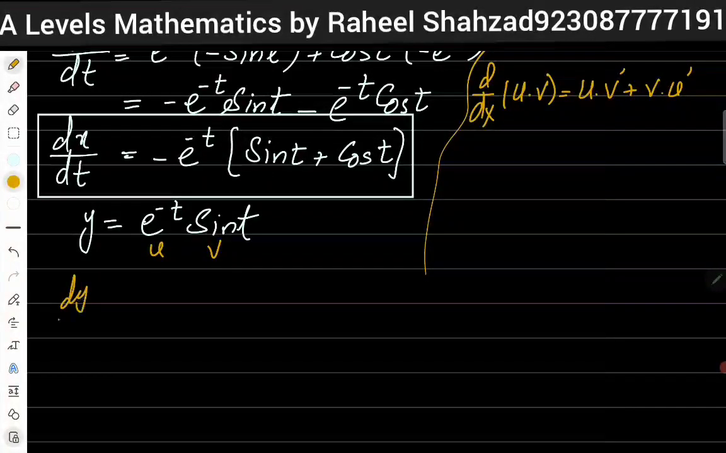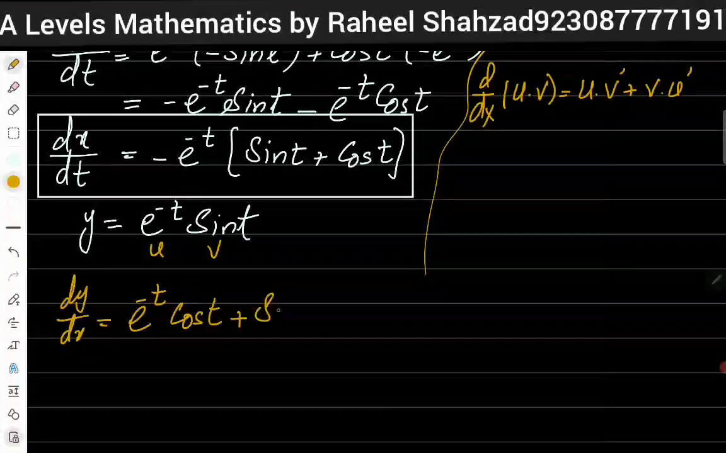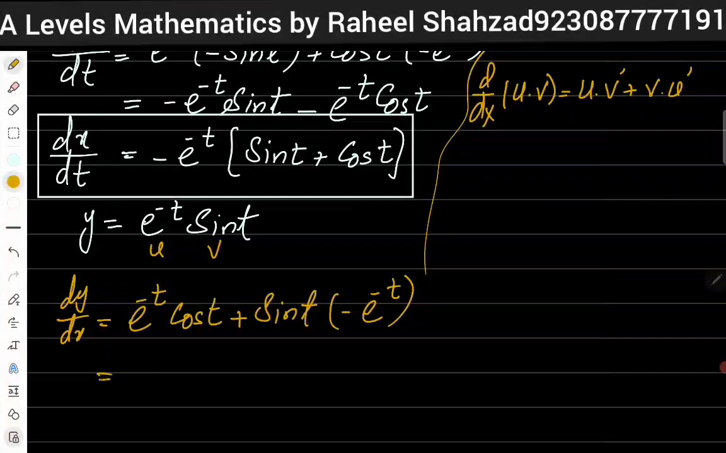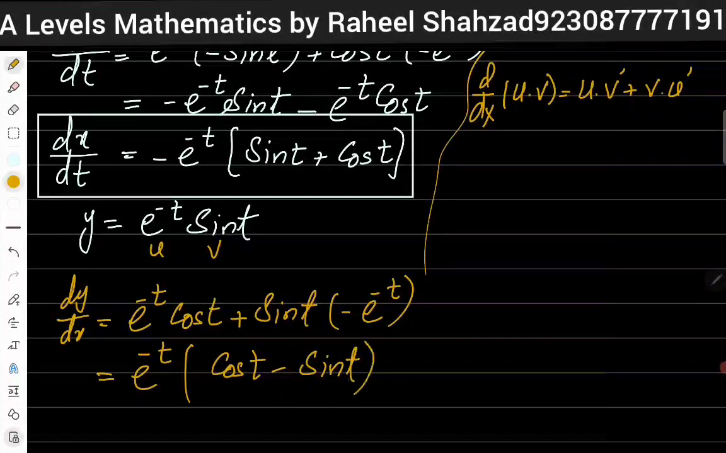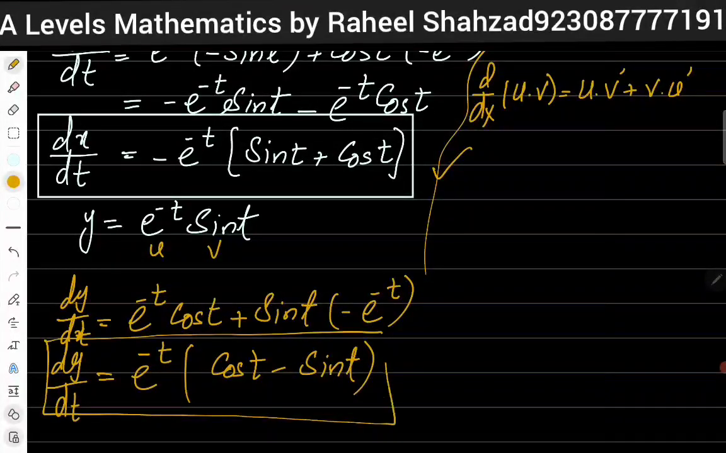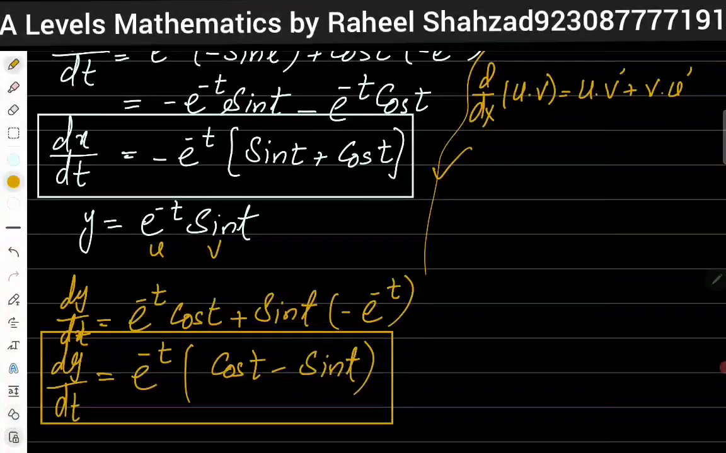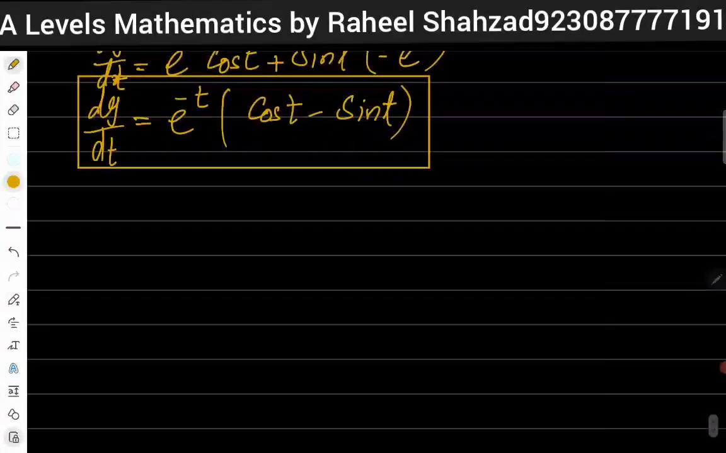So now, first function as it is, derivative of second, plus second as it is, derivative of first. If you take e power minus t common, that is equal to cos t minus sin t, right? That is your dy by dt. Now this is dx by dt, this is dy by dt, and now we apply the chain rule here to find dy by dx.